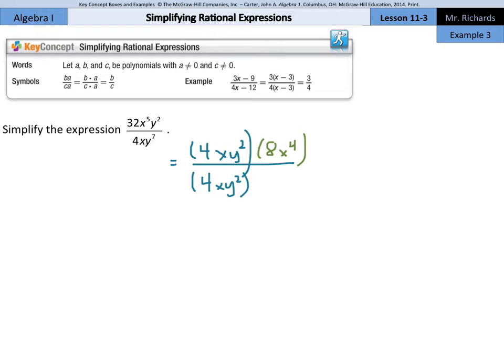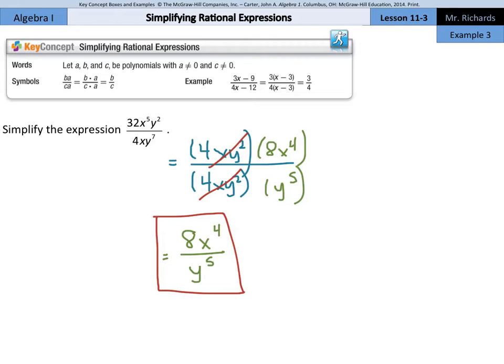On the bottom, if we look at this 4, what did we take out here? Well, a complete 4, so we're just left with 1, so that's nothing. The x, we took that out. And for the y to the 7th, we take a y squared out, so we're just left with y to the 5th. Well, these cancel out. And so we can write a simplified expression here, 8x to the 4th over y to the 5th. And that's our final answer, 8x to the 4th over y to the 5th.